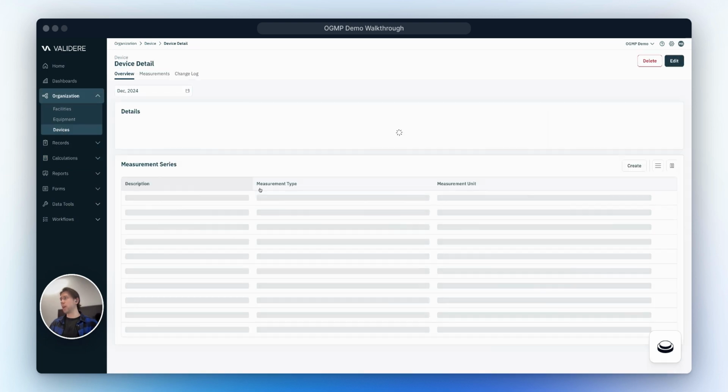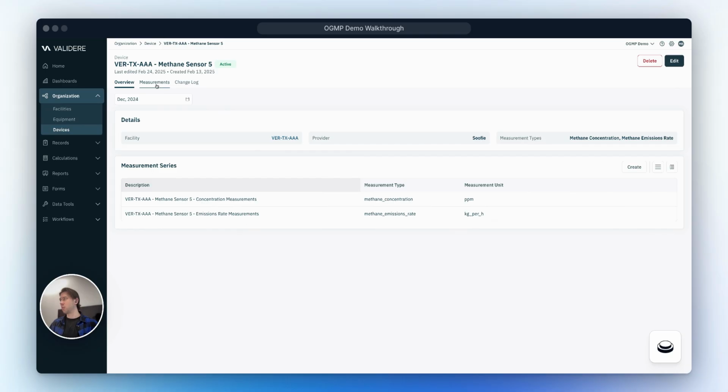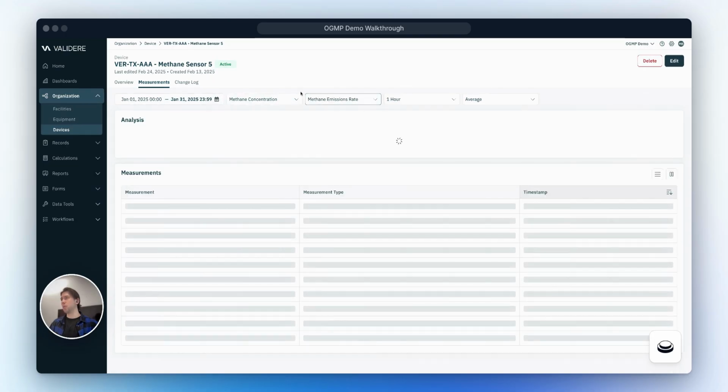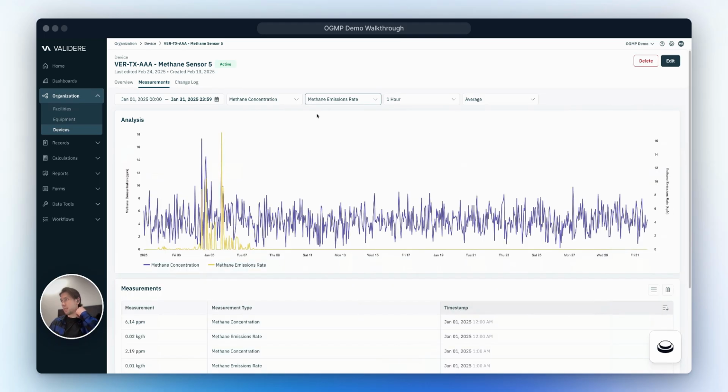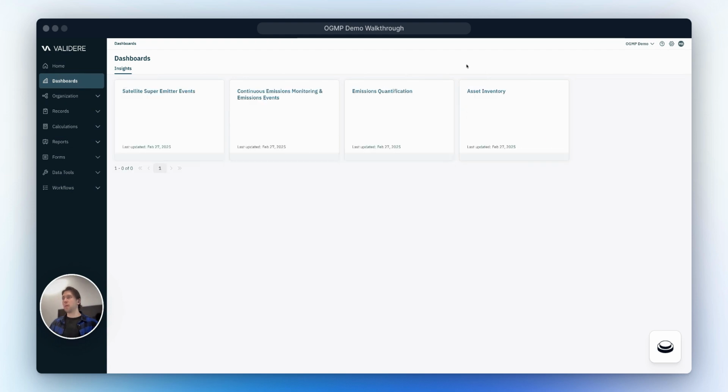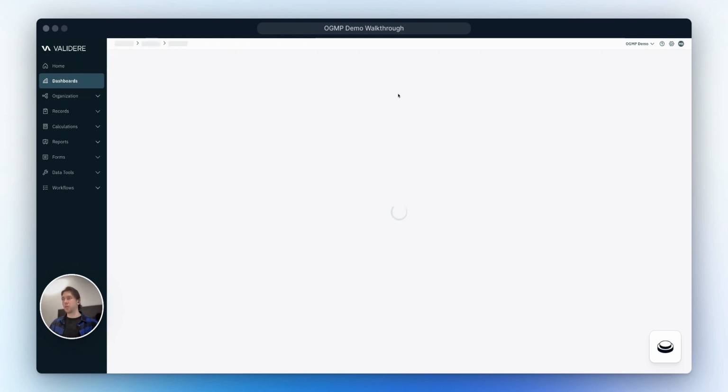So clicking into one of these devices, a methane sensor on one of our facilities, we can see that over the course of a month period, we can visualize multiple data series and understand as time series data being ingested into the platform, either as a bulk upload or pulled directly through one of our data integrations from the measurement device itself.